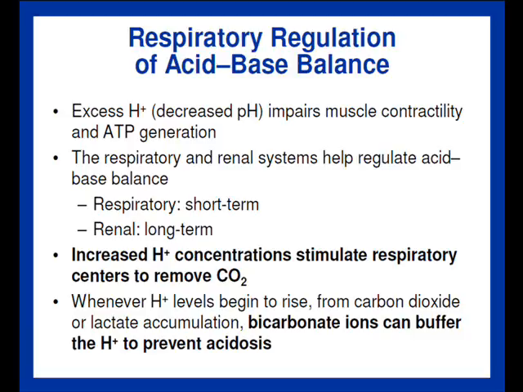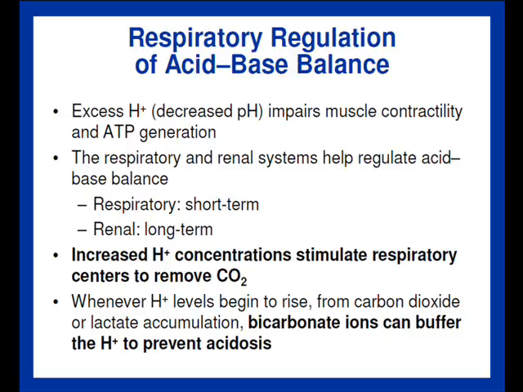Last slide. Respiratory regulation methodology, just continued here. Those excess protons, which result in a decreased pH, impair muscle contractility and ATP generation. Importantly, the respiratory and the renal systems help regulate acid-base balance. We've already spoken about how the respiratory system does that: getting rid of the CO2 by increasing minute ventilation. That's what we mean by respiratory regulation.